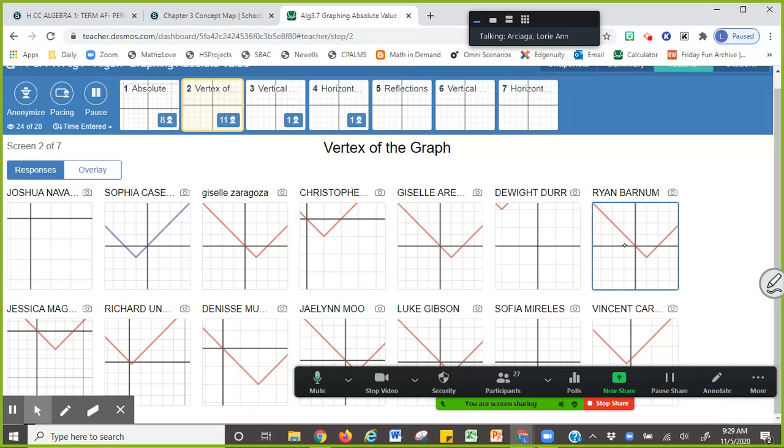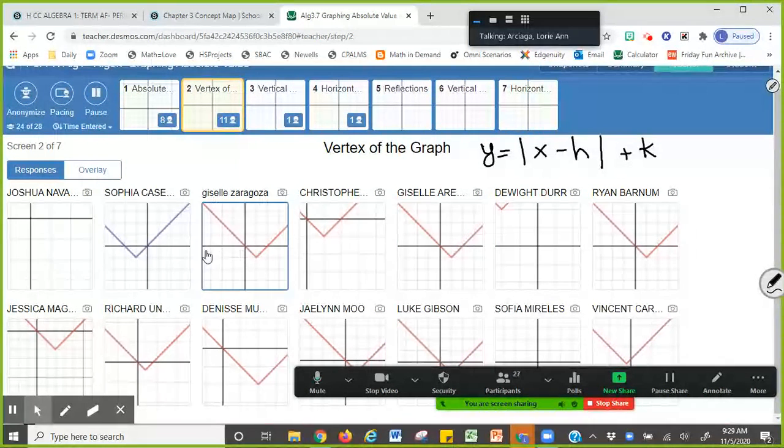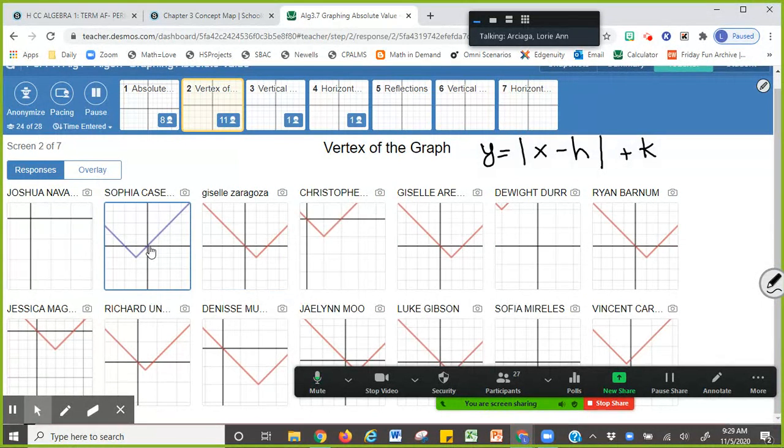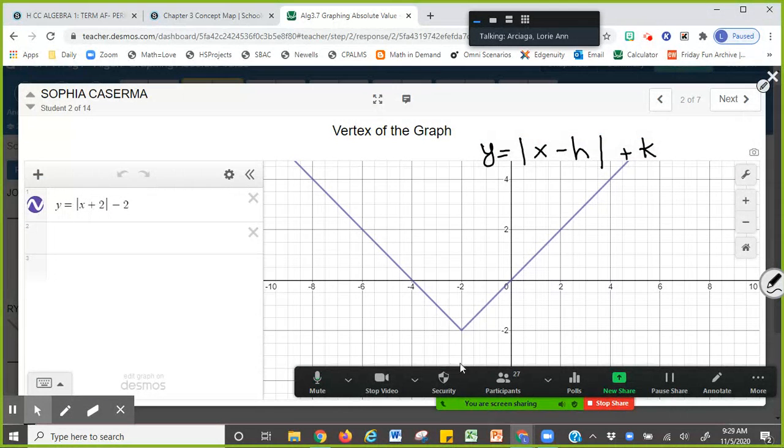So to find the vertex, if you have y is equal to absolute value of x, let's say minus whatever number you have, I'm going to call it k, plus k. What do you do with the number from the inside? What do you do with the number that goes with x? Let's say in Sophia's graph, the +2 became -2. So look at Sophia's graph here. It became -2 and 2. Ooh, look, do you also get the opposite of the one outside?